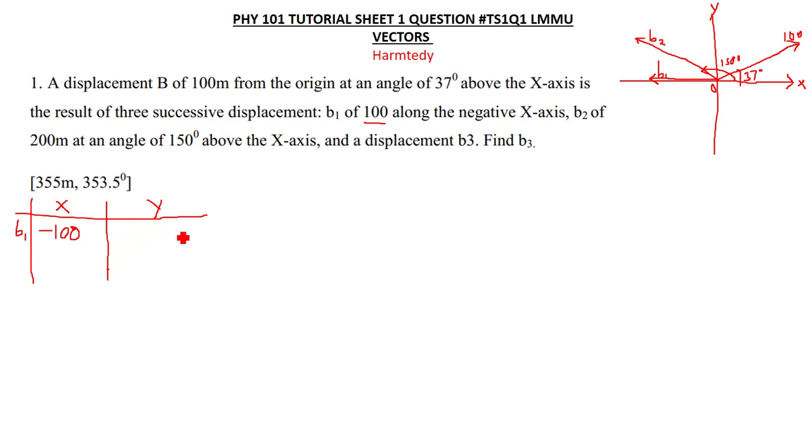And then when we move on to the y-axis, do we have B1 moving in the y-axis? No, it's only in the x, so we write a 0 there. Okay, and then we move on to B2.